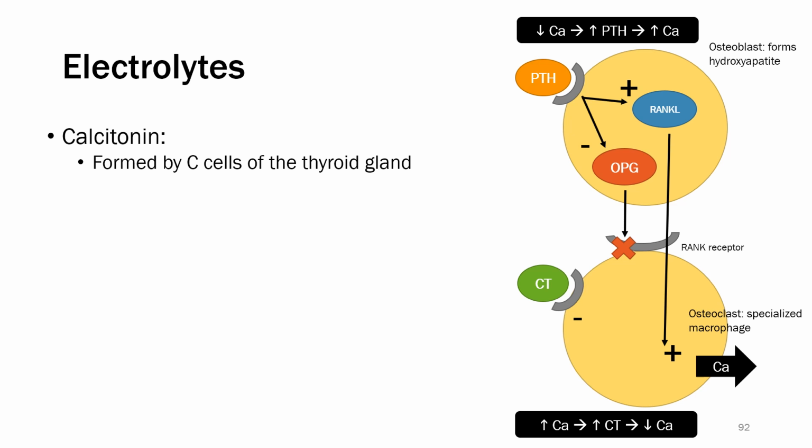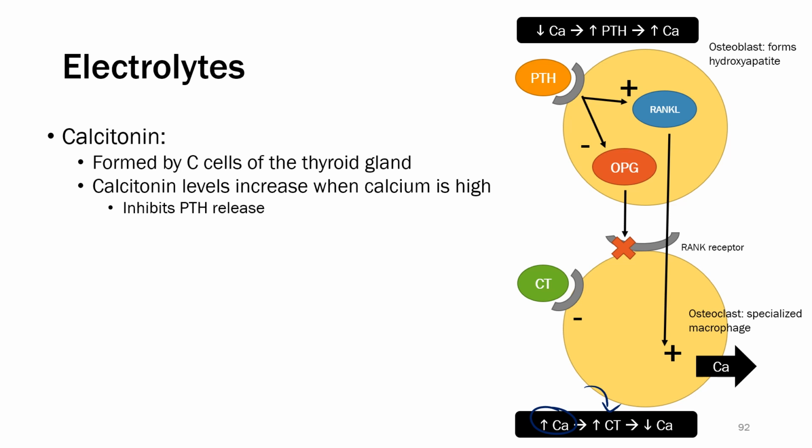Calcitonin is formed by C cells of the thyroid gland. Calcitonin levels increase when calcium's high. So here's calcitonin down here. Increased calcium increases calcitonin. It inhibits parathyroid hormone release because calcitonin wants to keep the calcium in the bones. It reduces renal vitamin D activation, so it's going to oppose everything that's on the previous slide.